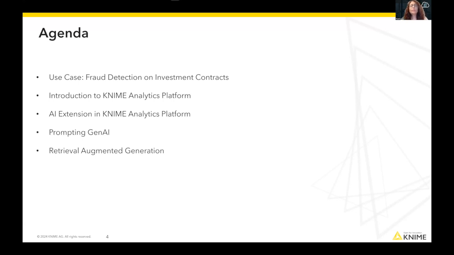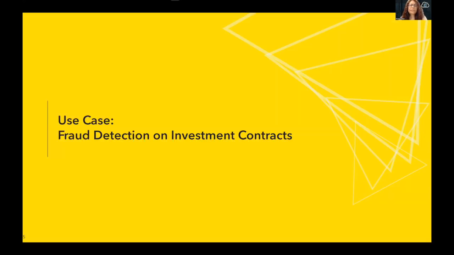I'm going to talk about the AI extension for KNIME Analytics Platform, and then we are going to build this small part of the application, which is the prompting of the GenAI and getting an answer. At the end, I'm also going to talk about how to implement the retrieval-augmented generation process, because as you know, large language models are prone to hallucinations and all this stuff. Anyway, I will explain that later. So let's start with the use case.